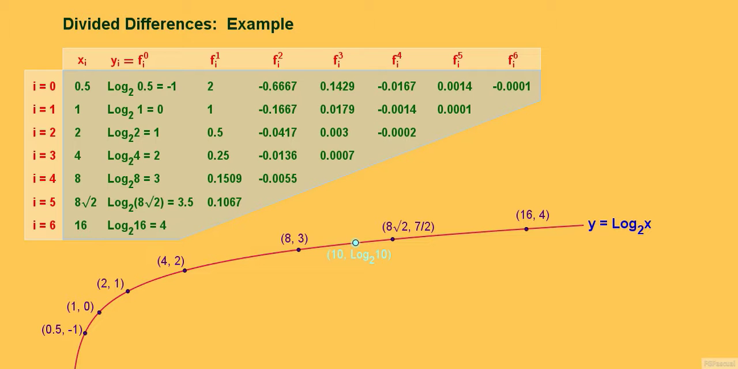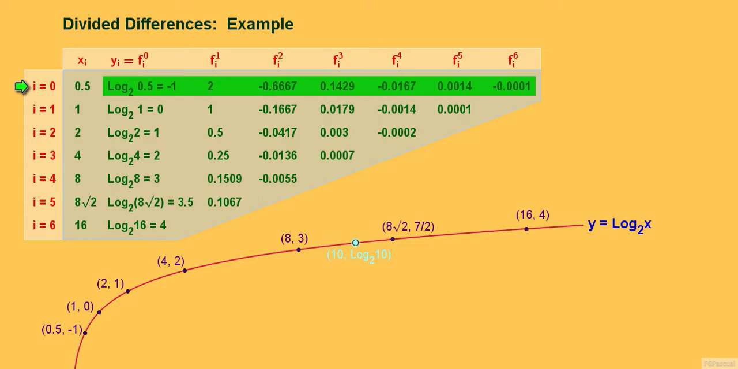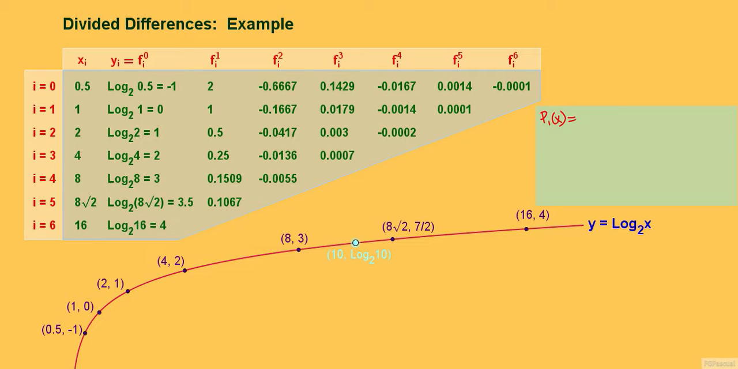A first choice for a polynomial, and an obvious one at that, is the one that uses all the points that are used to construct the table. For this polynomial, since the starting x value is x equals 0.5 and x equals 0.5 corresponds to i equals 0, we use the entries in the first row of the table to construct the polynomial. We call this polynomial p sub 1 of x. It is the Lagrangian polynomial for all the points shown on the table. It just takes on a different form where we use the entries in the divided differences table to construct the polynomial.